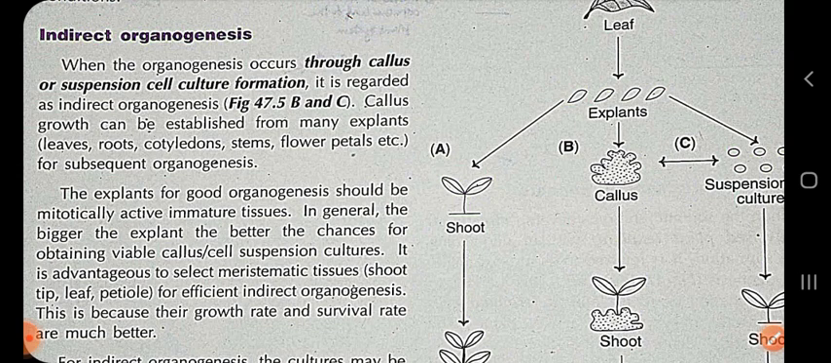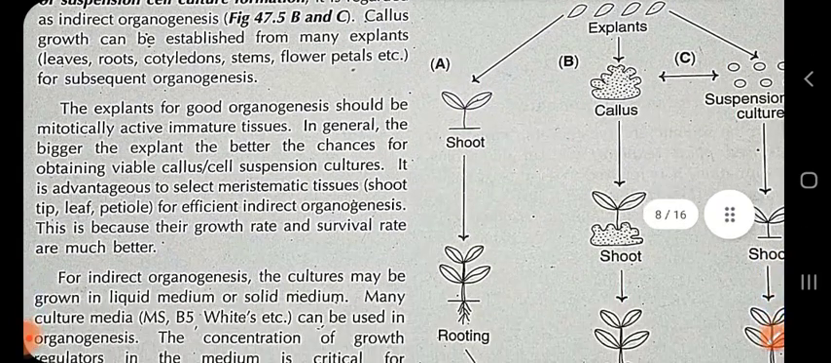So when organogenesis occurs through callus or suspension cell culture formation, it is regarded as indirect organogenesis. Here callus formation will occur, and from that callus we will grow the adventitious shoot and root, much more or less like your micropropagation technique. That's why organogenesis is also a part of micropropagation. Callus growth can be established from various explants, like from the leaves, roots, cotyledons, stems, flower petals, etc. Now, the explants for good organogenesis should be mitotically active in mature tissues.